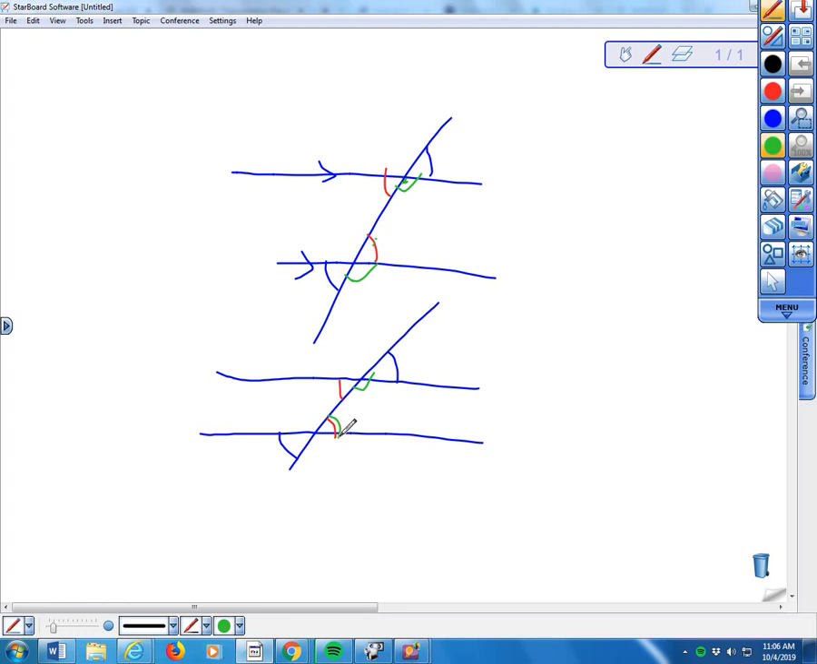All it means is if you have two lines with a transversal, you can use the converse theorems to prove those two lines are parallel. If you're told they're parallel, you just use the regular theorem to prove those angles are equal. You understand the difference? Anybody listening?